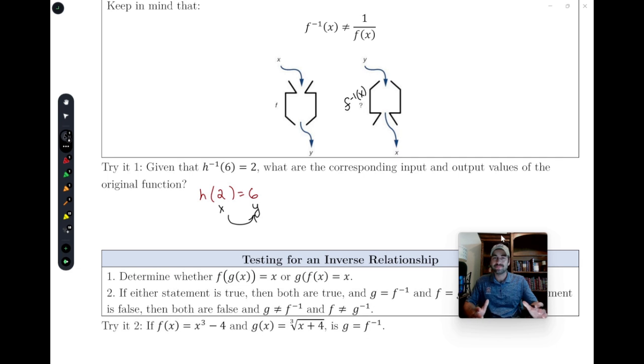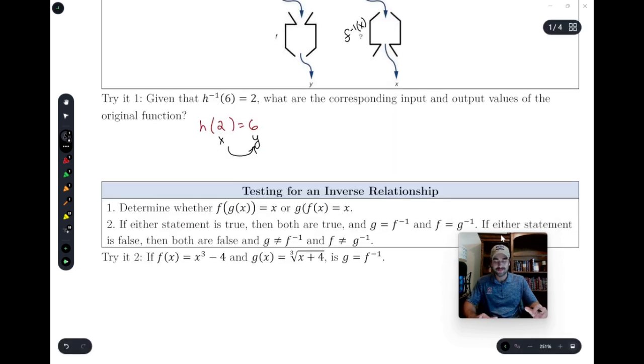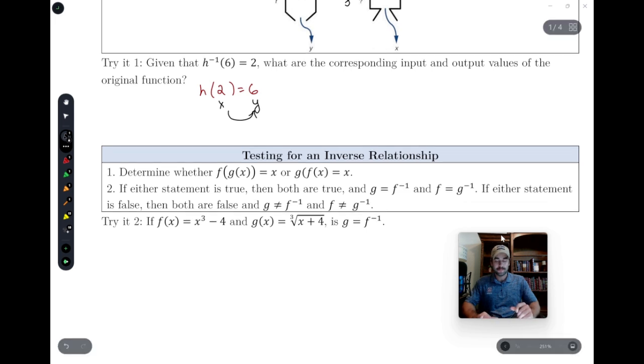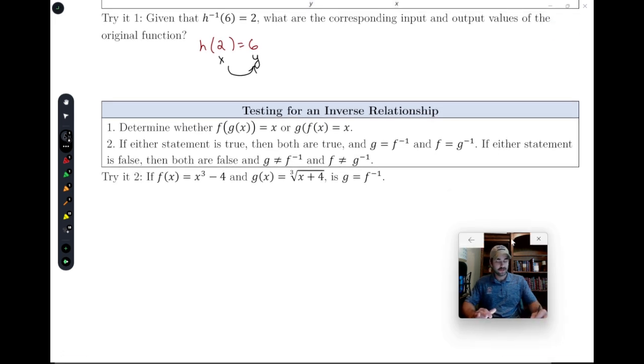And that's how we invert. The simplest invert is when we just have a function, one input and one output. Now, the test for an inverse is a little more tricky, but it's not too bad.